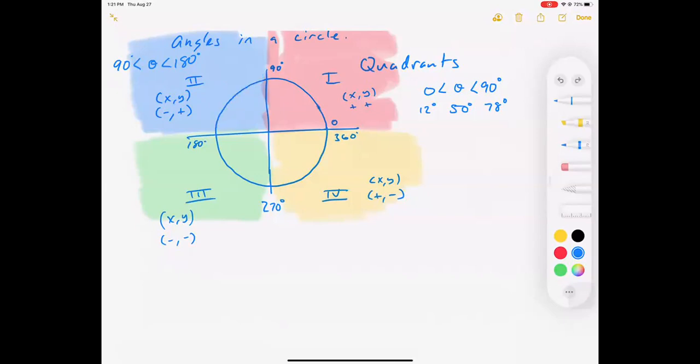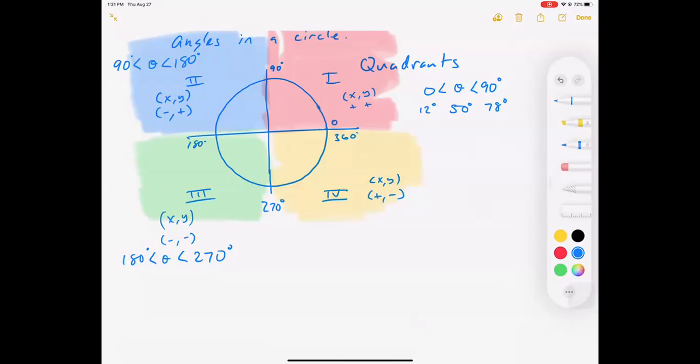Quadrant 3 would be 180 degrees to 270. Just to help you guys out, these are counting by nines. 9, 18, 27, 36. 9 times 1 is 9. 9 times 2 is 18. 9 times 3 is 27. 9 times 4 is 36.